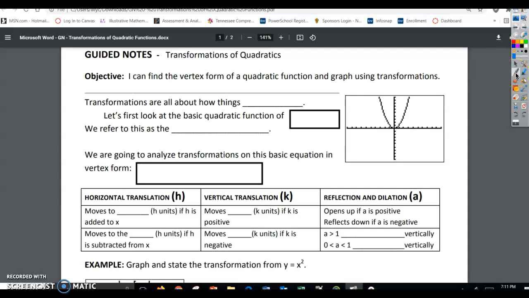Alright guys, we're still looking at quadratics. Remember, a quadratic is something squared. So anytime you have a function with x squared, that means it is a quadratic, if the x squared is your highest term. Alright, so now we're going to look at transformations of quadratics. And transformations are all about how things change.